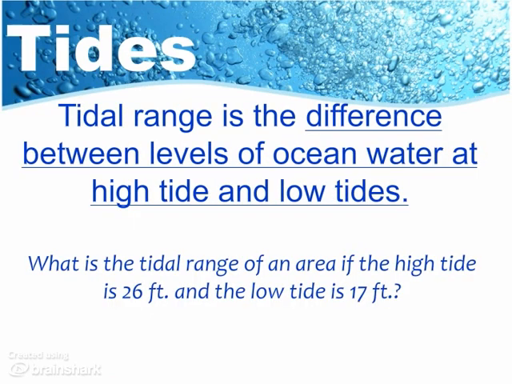When talking about tides, it's important to note the tidal range of an area. Tidal range is the difference between levels of ocean water at high tide and low tide. It's basically how much space is in between the two types of tides. And so we can think of this really just like a math problem. The word difference tells us that we're going to subtract. So let's look at the problem below. What is the tidal range of an area if the high tide is 26 feet and the low tide is 17 feet? Pause the slide for a moment to figure this out.